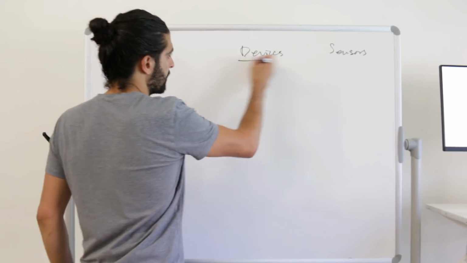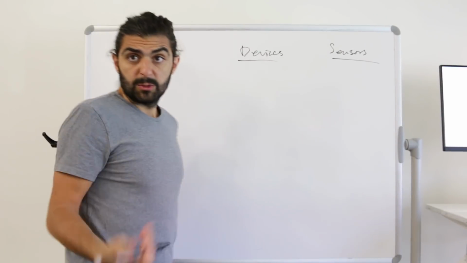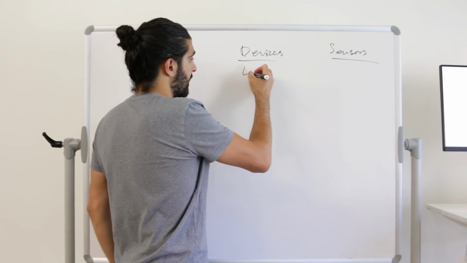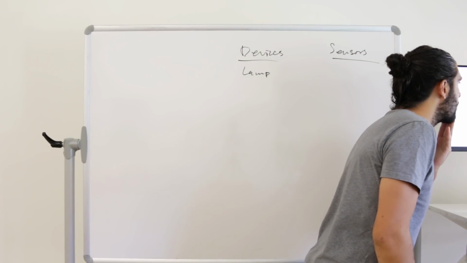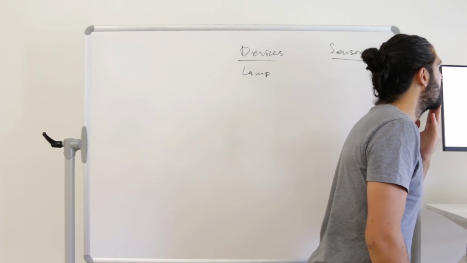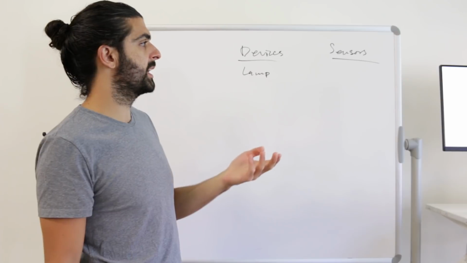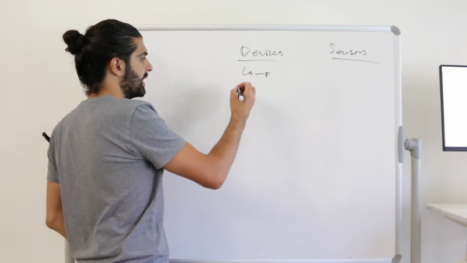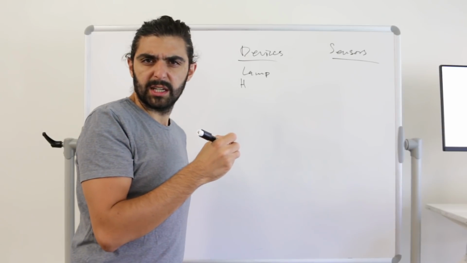Let's instead just think about, okay, what would be some examples of devices? So, since we talked about Philips Hue, let's say that device would be a lamp, right? Actually, you had some examples: heating, refrigerator, vacuum cleaner, right? So let's say heating. It's called a thermostat, right?